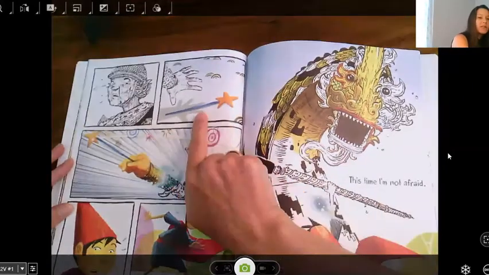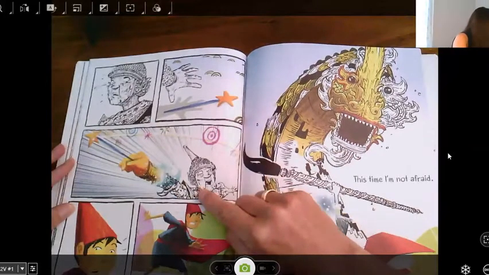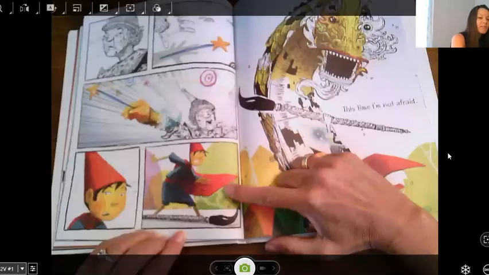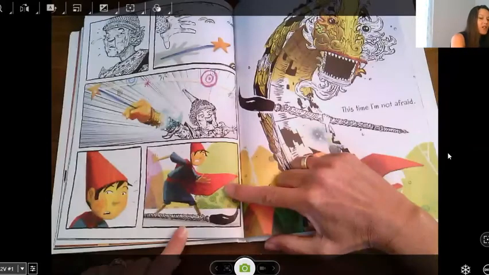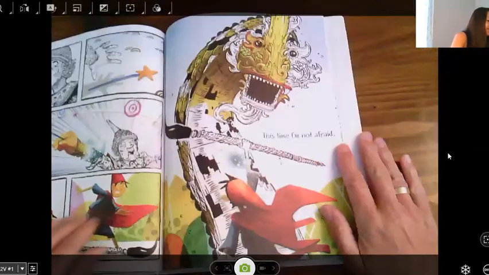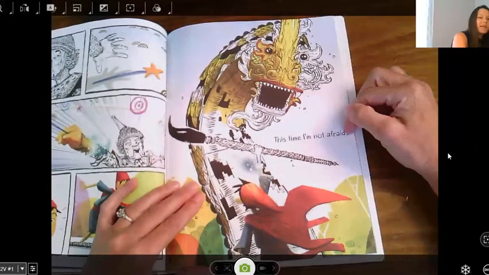Grandfather goes and grabs the magic wand, points the magic wand at the dragon. And his grandson, he's like, what should I do? And he grabs the magic paintbrush. This time I'm not afraid. And he holds up the magic paintbrush.